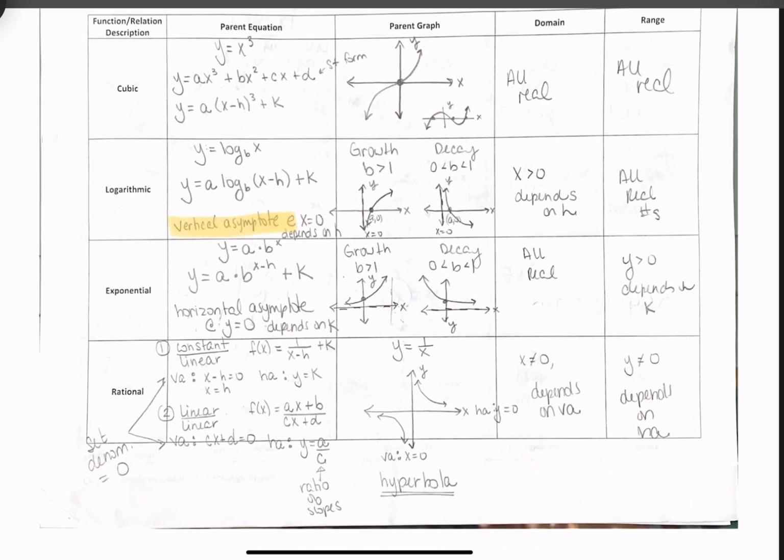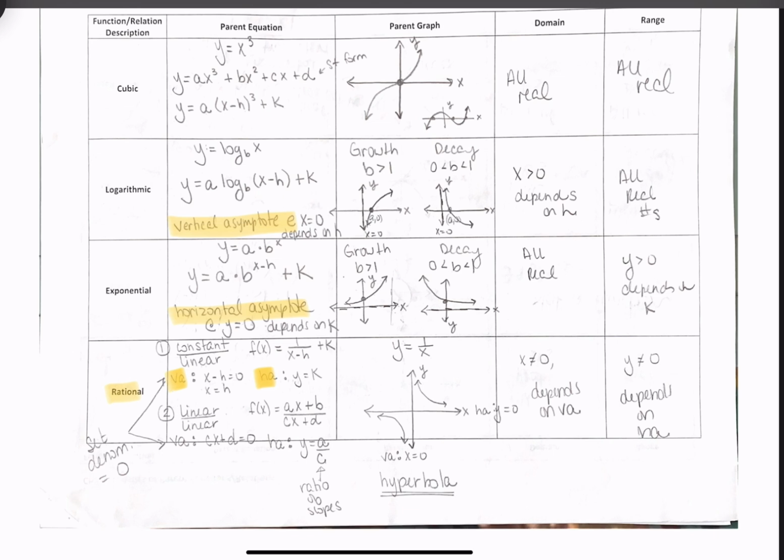Logarithmic functions have asymptotes, well, they have vertical asymptotes. Exponential functions, we've already talked about, have horizontal asymptotes. Well, which function has both a horizontal and a vertical asymptote? Could it be rational functions? Right, rational functions have both a vertical asymptote and a horizontal asymptote.